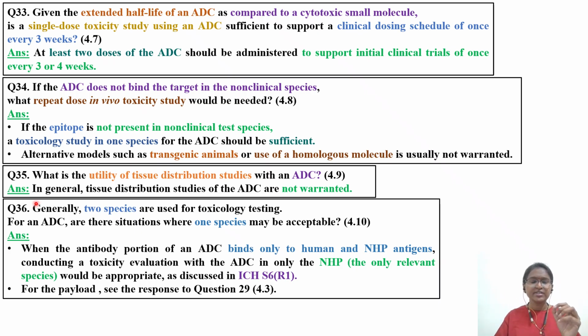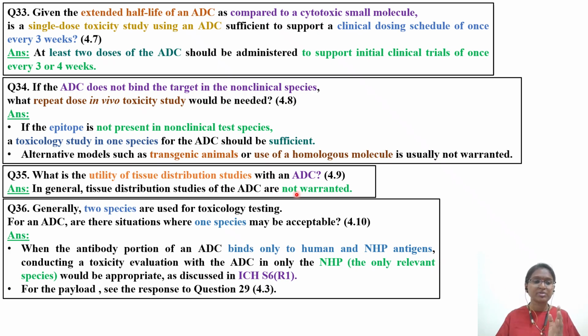The research agency states that, in general, tissue distribution studies of ADC are not recommended or not warranted. So for ADC type of drugs, tissue distribution studies are not needed. But I will pause the video, and you go back and read about tissue cross reactivity. There are certain studies called tissue cross reactivity with respect to biopharmaceuticals, so please go back and read.